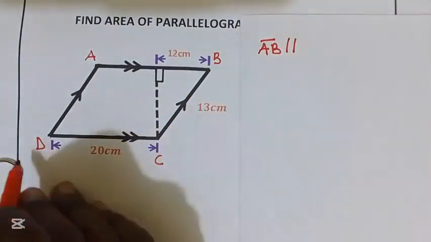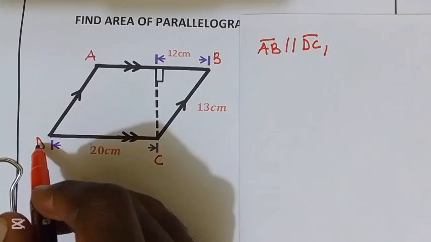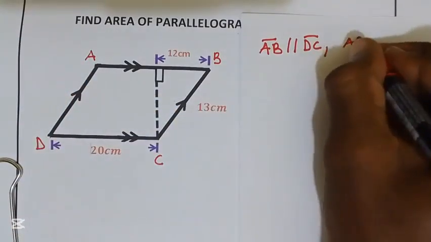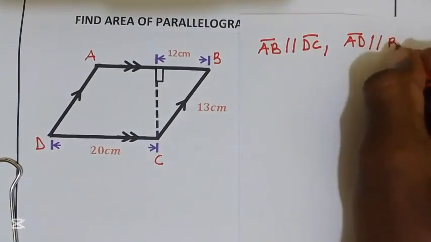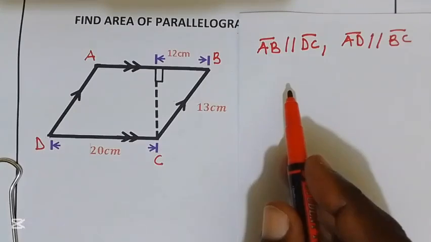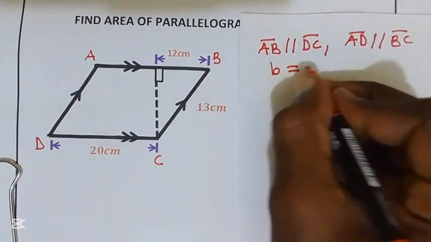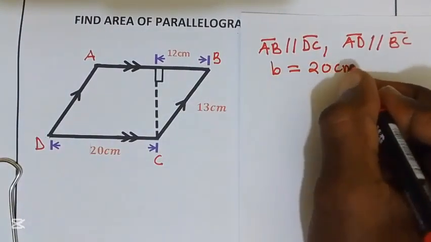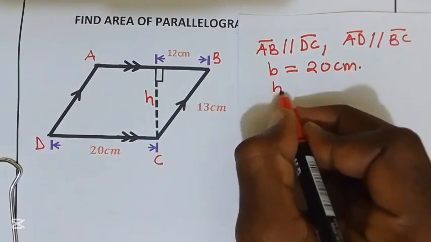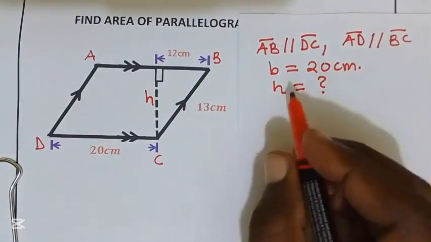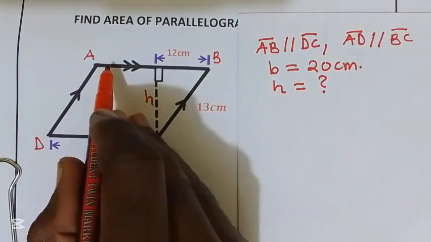is parallel to line DC, and also line AD is parallel to line BC. They have given to us the base of the parallelogram, which is 20 centimeter. The base is equal to 20 centimeter, but we don't have the height. So let's first find the height, then we are going to find the area.